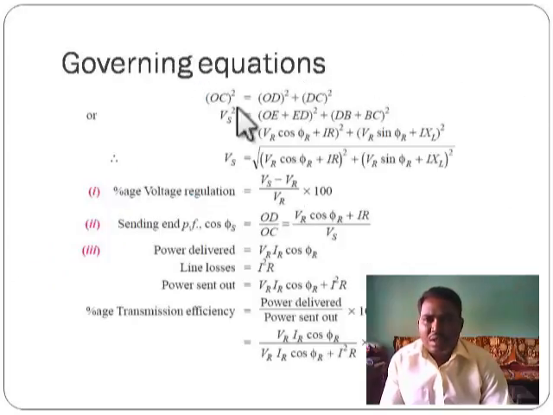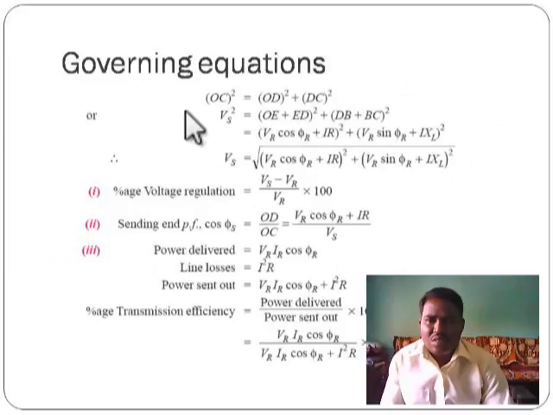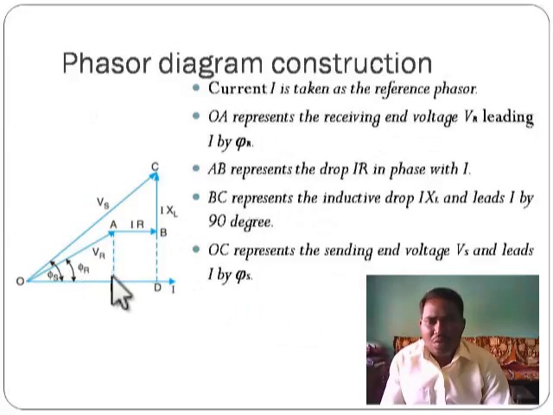So next one is the governing equations available with respect to your Phasor diagram. So here I need my OC. OC is nothing but this line. So OC square equal to OD square plus CD square or DC square. From this right angle triangle, I am going to calculate what are the numerical values belongs to the circuit. So the OC square equal to, that is my VS square equal to OD square plus DC square. So the line OD is nothing but OE plus ED. So OE square plus ED square is nothing but OD square.